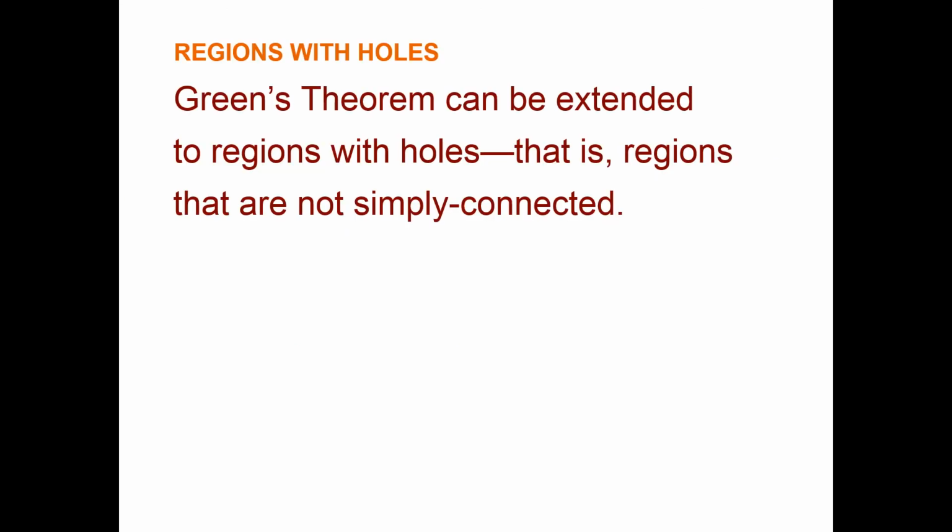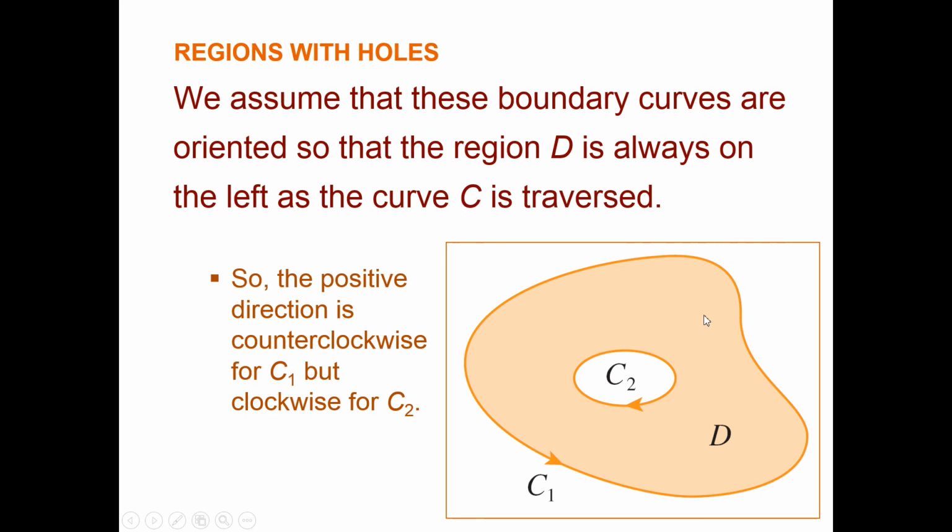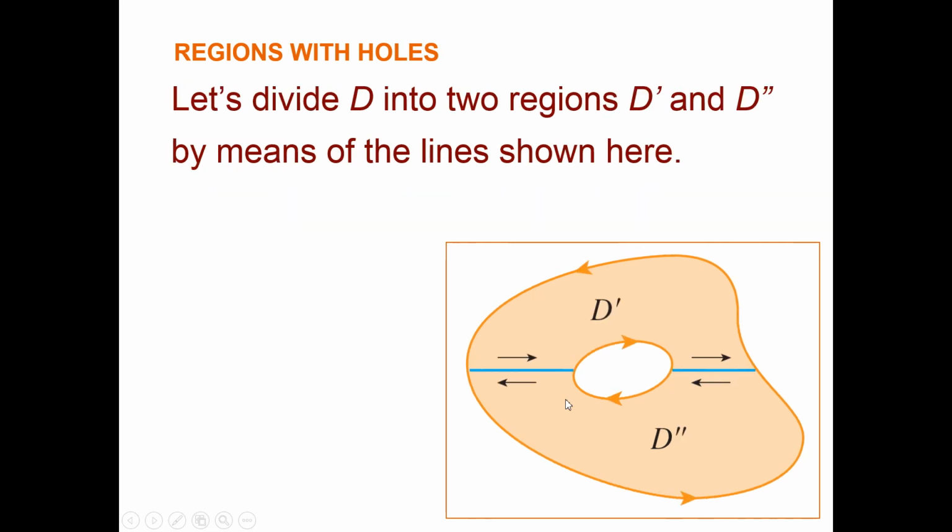Green's theorem can also be extended to regions with holes, that is, regions that are not simply connected. So this can be extended for this type of region as well. Assume that the boundary curves are oriented so that the region D is always on the left as the curve is traversed. So the positive direction is counterclockwise for C1 but clockwise for C2.